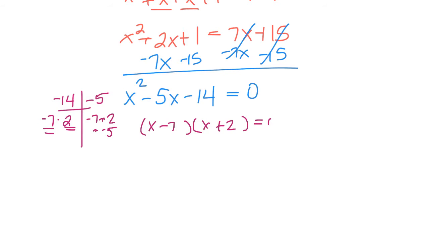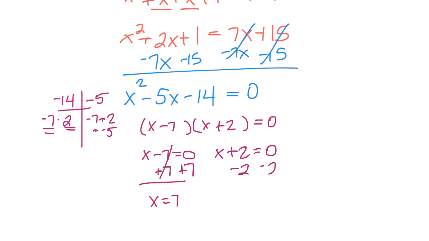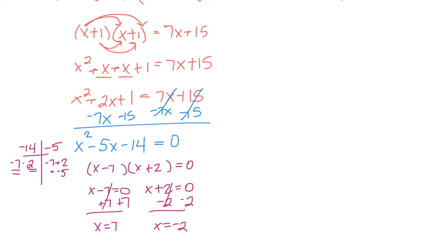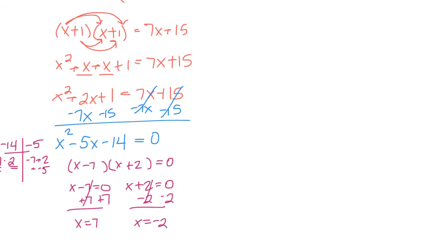factor equal to 0. To solve this, split this into two smaller equations and solve them individually. Add 7 to both sides, you get x equals 7. Subtract 2 from both sides, x equals -2. Now, these could both be solutions, but I have to make sure I check them in my original equation to make sure they aren't extraneous. So that's the last step, is we're going to have to check both of these to make sure that they do in fact give true statements.